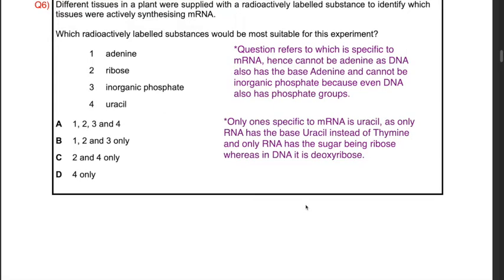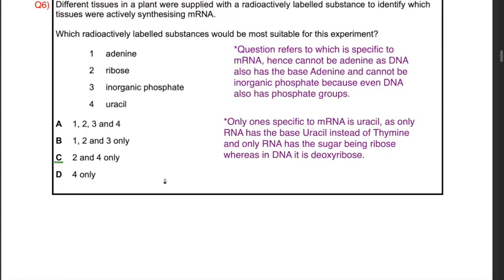Hence, it cannot be adenine as DNA also has the base adenine. And it cannot be inorganic phosphate because even DNA has phosphate groups. Since the question is specifically targeting the molecule mRNA, it should be the one specific to RNA and not DNA. Therefore, the only ones specific to mRNA would be uracil, as only RNA has the base uracil instead of thymine, and ribose, as only RNA has the sugar ribose, whereas in DNA it is deoxyribose. Therefore, the most suitable radioactively labeled substances are ribose and uracil, that is 2 and 4 only, leaving us with the answer being C.